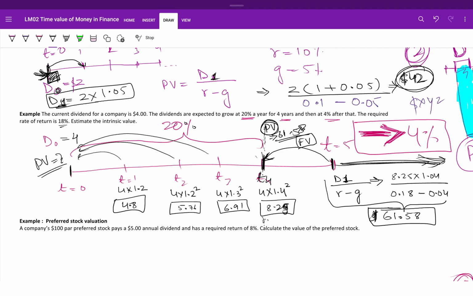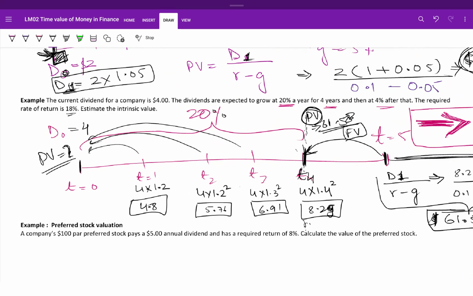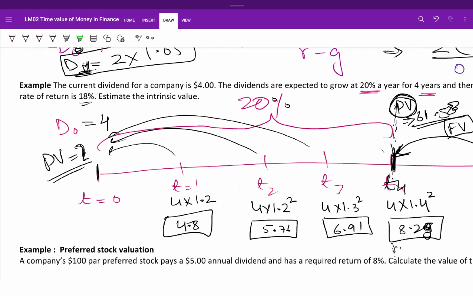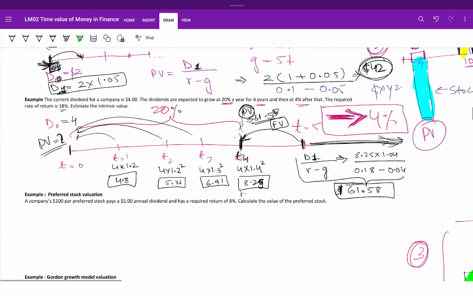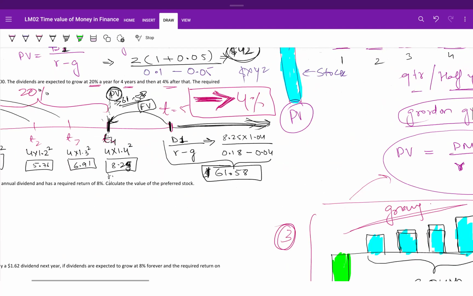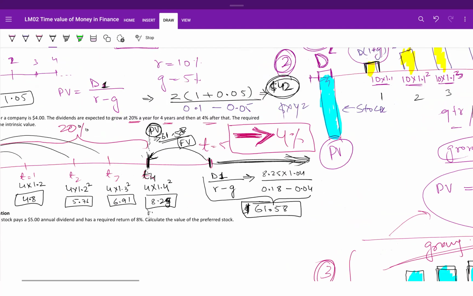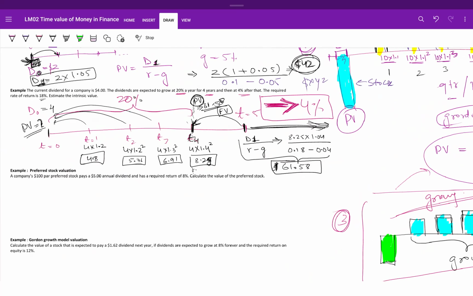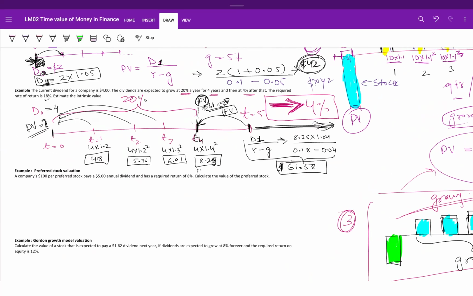So understand how I have done this, but I do not have much space here. Let me just do one thing. This will be usable later. Let me just use this space here.